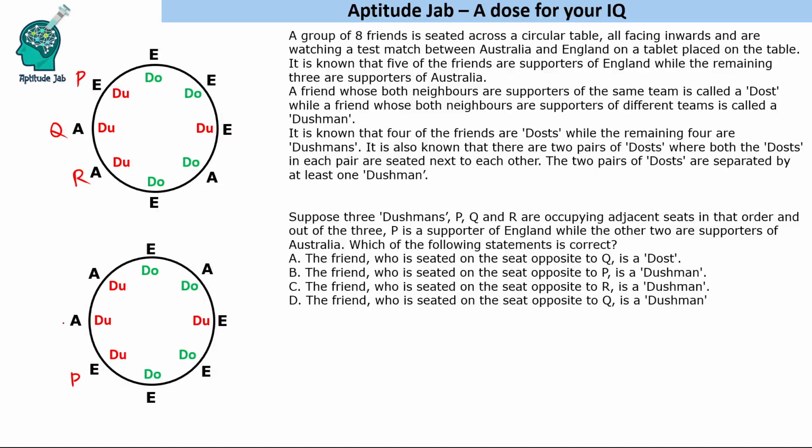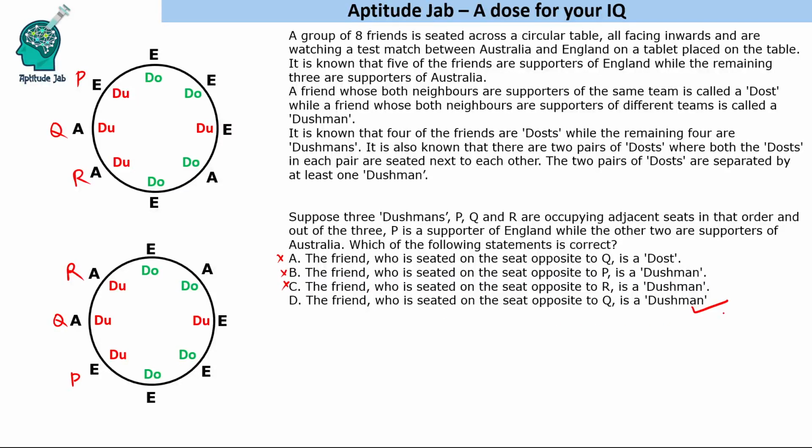Similarly, if you take this case, this will be P, Q, R. P is the supporter of England and Q and R are supporters of Australia, and they are sitting in this order. Okay, and these are all in the dushman category. Which of the following statements is correct? The friend who is seated on the seat opposite to Q is a dost. Opposite Q is a dost or a dushman? Right, so the first is wrong. The friend who is seated opposite to P is a dushman. Opposite P is a dost. This is also incorrect. The friend who is seated on the seat opposite to R is a dushman. Opposite R is a dost. This is also incorrect. So this should be correct.